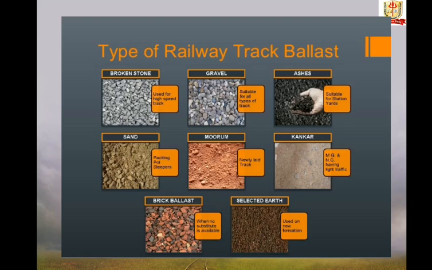These are the types of railway track ballast: broken stone, gravel, ashes, sand, murum, concrete, brick ballast, and selected earth.